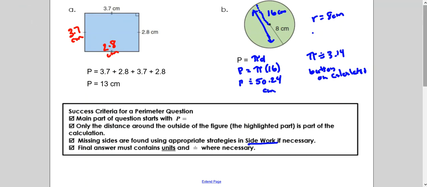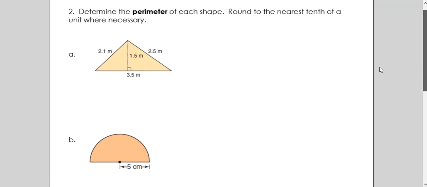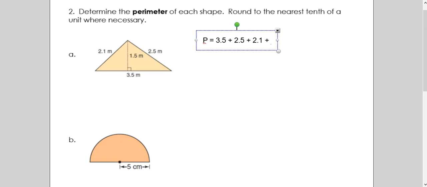So let's give this a go. If I'm looking at this shape, you might ask yourself, okay, the perimeter. Well, when people do the perimeter of the shape, sometimes they do 3.5 plus 2.5 plus 2.1 plus 1.5. Is that right? I hope not, because is the 1.5 on the outside of the shape? No. So I don't want that part there. So you want to always ask yourself, is the distance around the outside, is it on the outside of the shape?